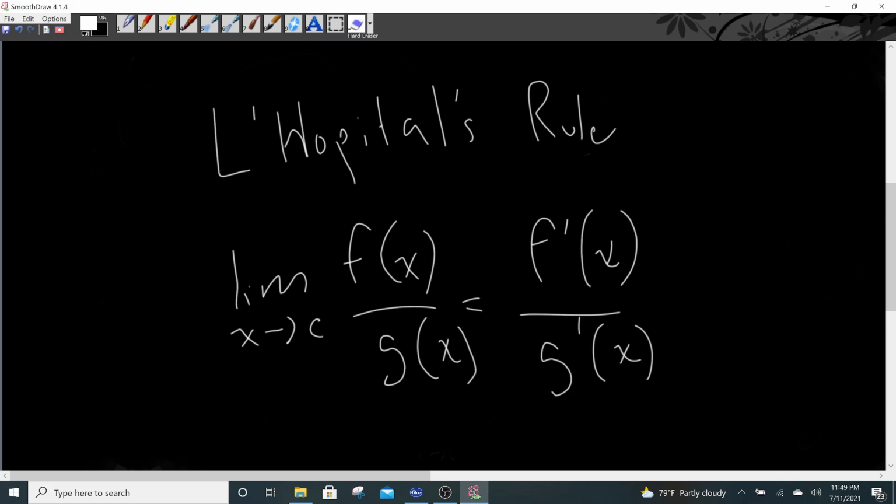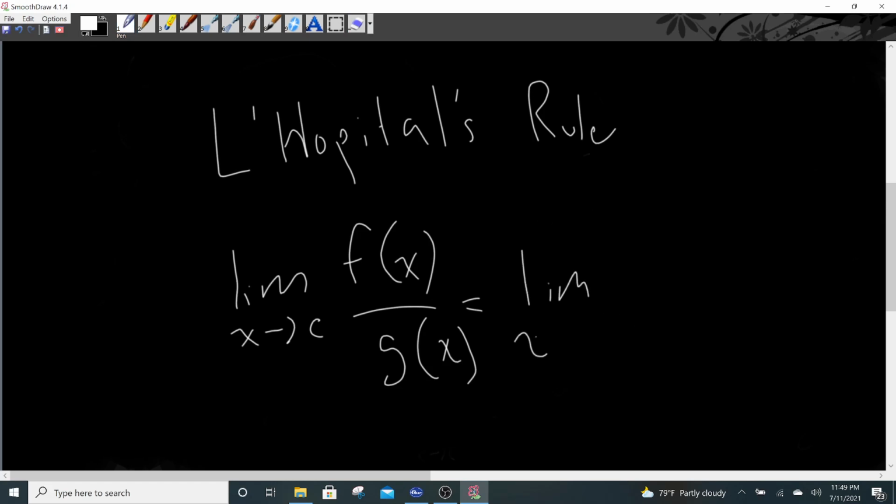The derivative of some quotient of two functions in which the limit evaluates to either 0 over 0 or infinity over infinity is equal to the... Am I tripping? Wait. It should be the limit as x approaches c of... completely changes that, but still, it is the limit as x approaches c of that same thing.